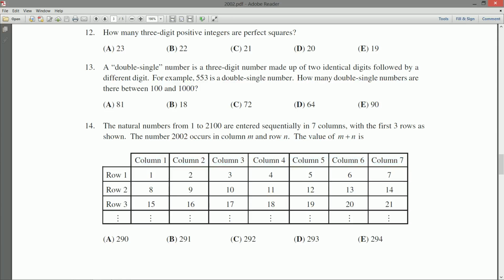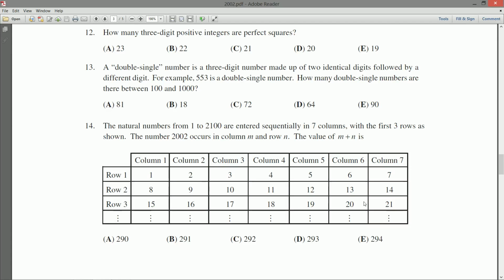So the numbers are entered sequentially. We get 1, 2, 3, 4, 5, 6, 7, then 8, 9, 10, 11, 12, 13, 14. Then in the third row we start 15, 16, 17, 18, all the way up to 21. First thing I'm noticing, column 7 has all the multiples of 7.